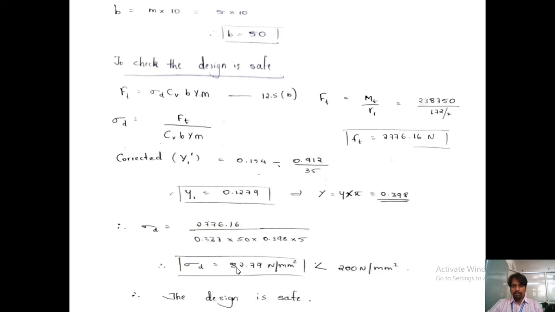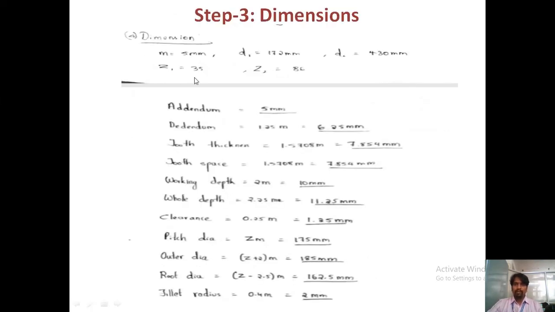If you are getting the stress more than 200, again you need to increase the module to 6 mm or 8 mm. Then again we need to recalculate z1 and z2, calculate b, and check this stress till it is less than the design stress, which is 200 Newton per mm square. In this case the design is safe, as the induced stress is less than the design stress. Next step, once the design is safe, we need to find the parameters whose relations are given in terms of module. You need to refer to the table to calculate parameters like addendum, dedendum, tip circle, and so on.